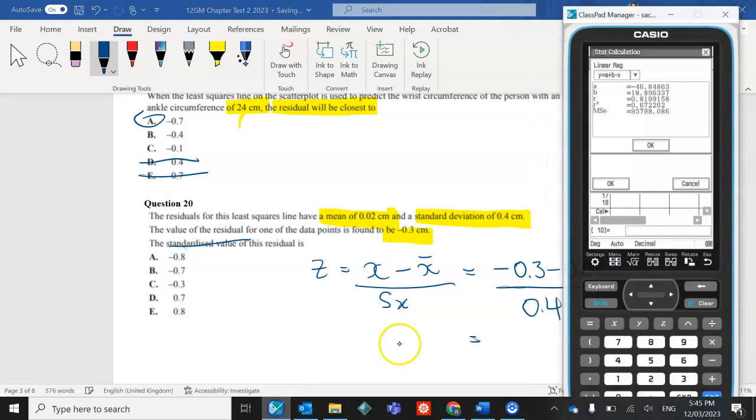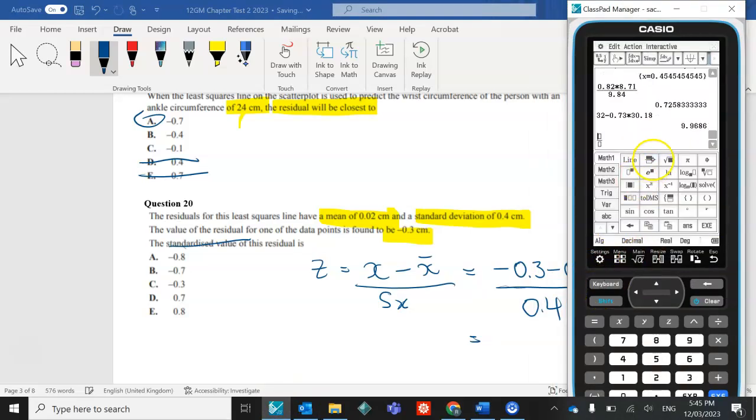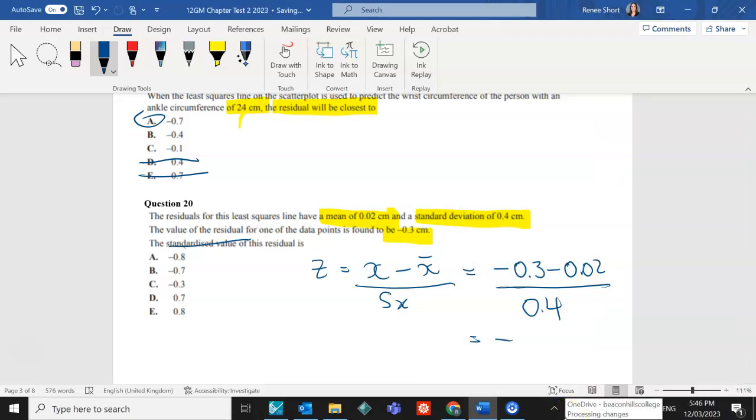And again, on my calculator, if I head to the main menu, negative 0.3, I then get an answer of negative 0.8 as my z-score. So A is the answer there.